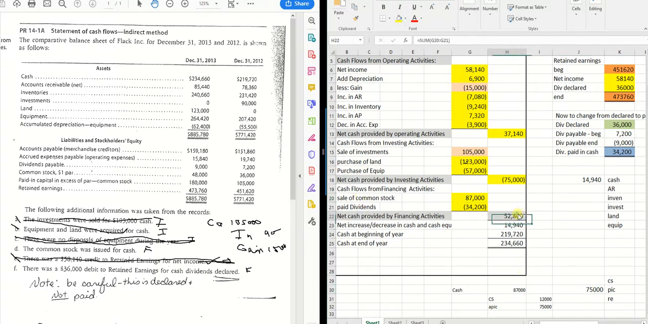Okay, so I have operating, investing, and financing. Add them together. That's 14,940. There's my check figure. I'm all good. Then I take my cash at the beginning of the year from here, add the 14,940 and the 9,219 to make sure I get my cash at the end of the year right there, and I am done.